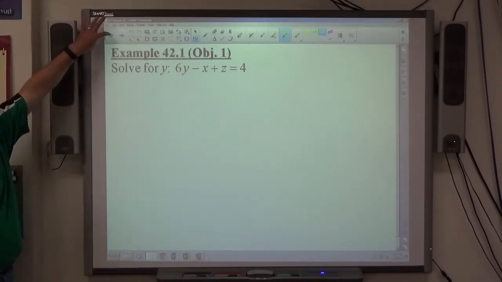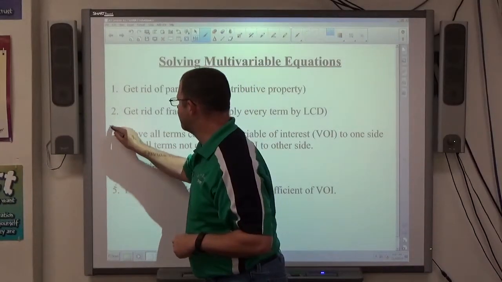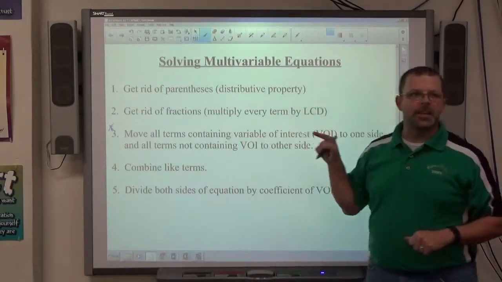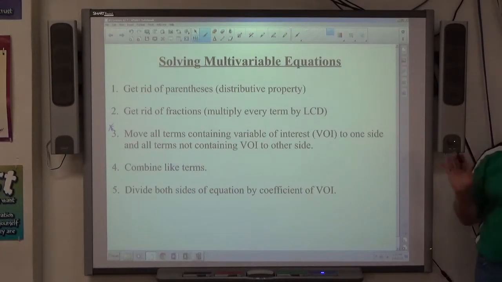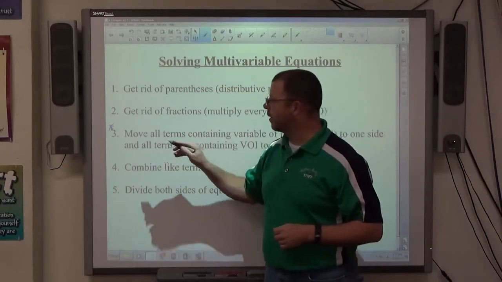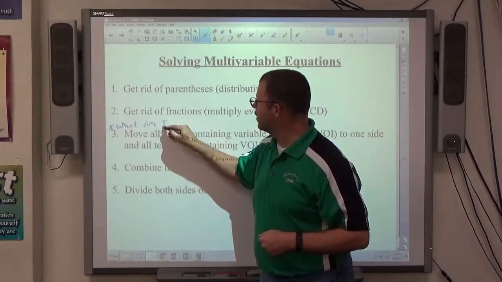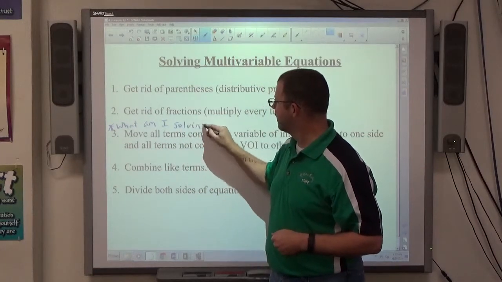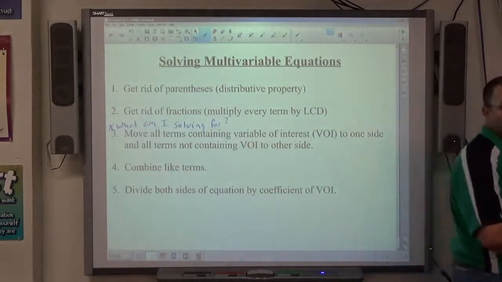Now let me go back here real quick, and I'm just going to put a little star right next to 3. That step is where you care what you're solving for. Okay? If there's parentheses, I don't care what I'm solving for. If there's fractions, I don't care what I'm solving for. Deal with those two issues first before you worry about that. Once you get to step 3, what am I solving for is going to be important.